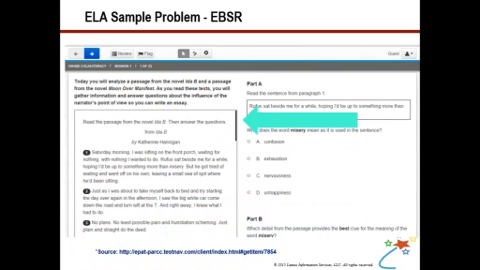Thinking of the types of questions we just reviewed, let's look at Part A. This is considered an evidence-based question, or an EBSR. Students must read the word as it is used in the context of paragraph 1, pulling that evidence to answer the question. Once they make their selection, they then scroll down to Part B, which requires even more evidence.